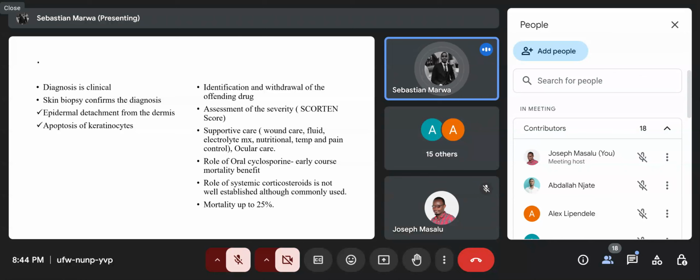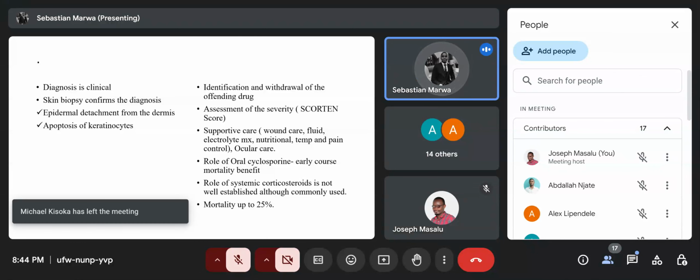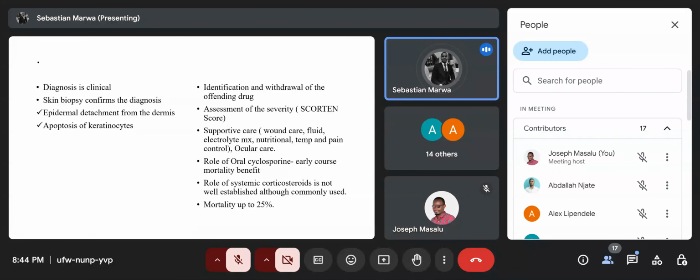There is a role of oral cyclosporin, especially in the early course of the disease within 24 to 48 hours, which has been shown to have a significant mortality benefit of up to 60%. The role of systemic corticosteroid is not well established, although it's a very common practice in our setting. And as I said initially, these are dermatological emergencies which are associated with very high mortality if not managed properly. The recorded mortality is up to 25% of the cases.